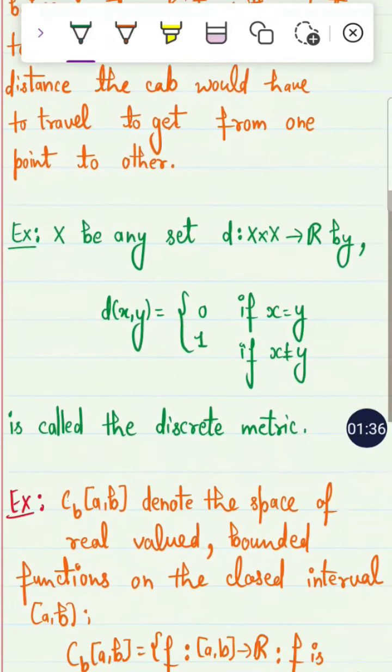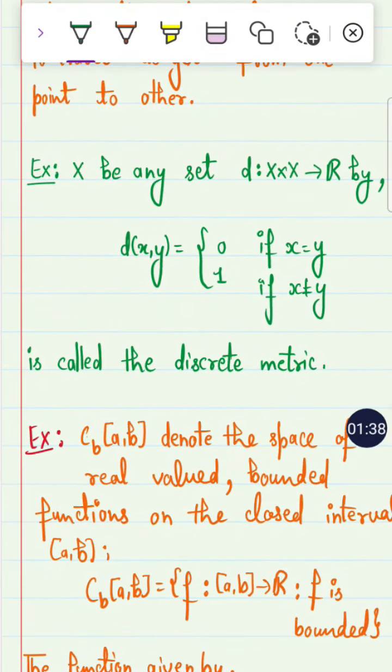Okay. Now second is the discrete metric. What is the discrete metric? It is defined from X cross X to R by d of (x, y), which equals 0 if x equals y. If x is not equal to y, this gives you 1. It's called the discrete metric, right? This is the discrete metric.